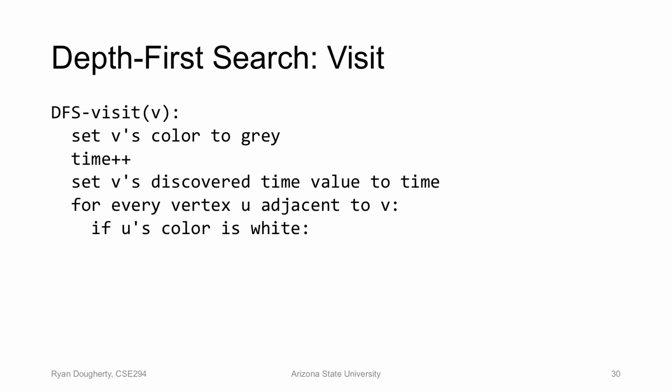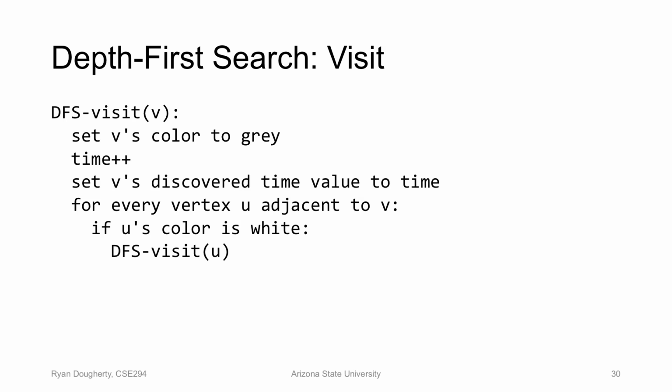etc. So if U's color is white, then that means I haven't considered it yet. So therefore, I can go in that direction, right? So therefore, I recursively call on U. And then I go in that direction, and then up until the point where I can't go any other direction, right? So let's just say that V doesn't have any neighbors I can go to. Then that means I must backtrack, right?